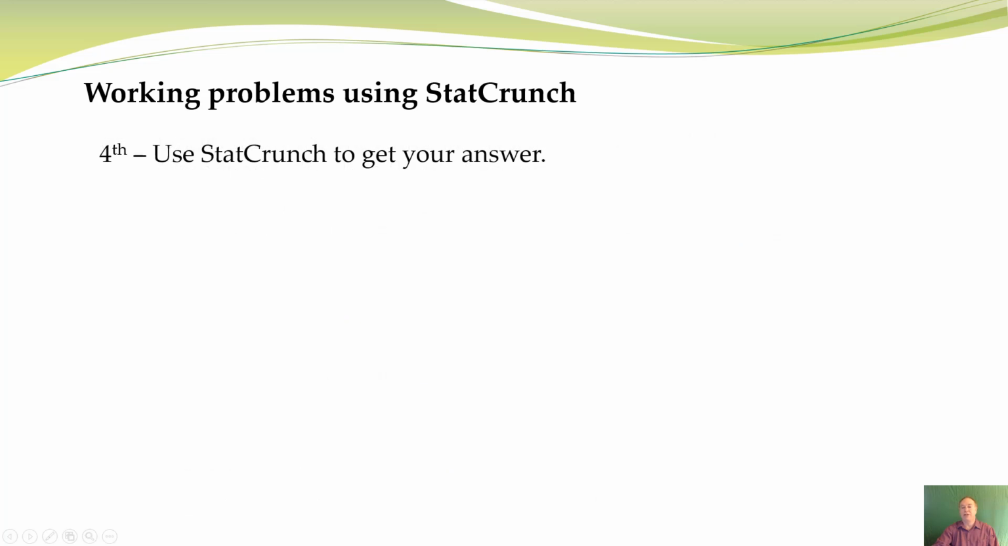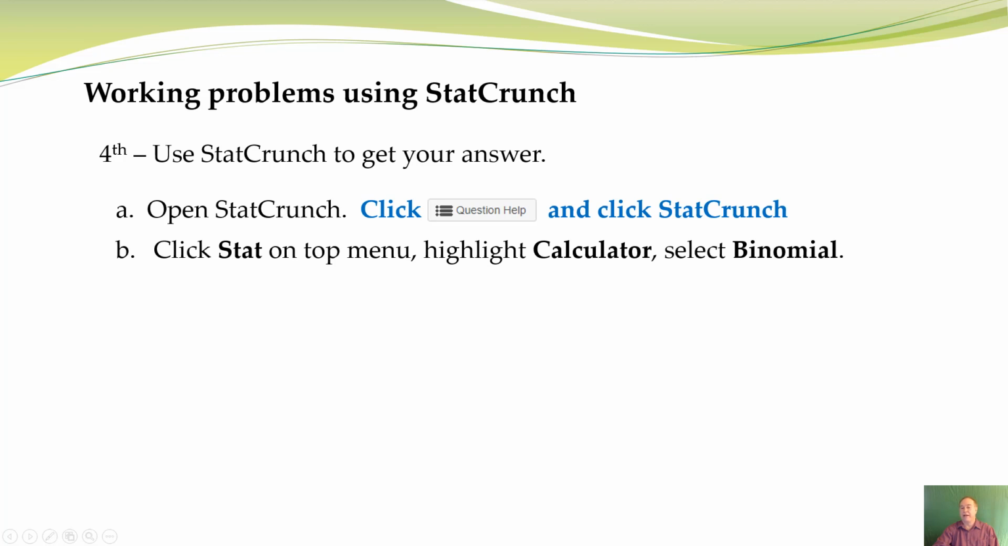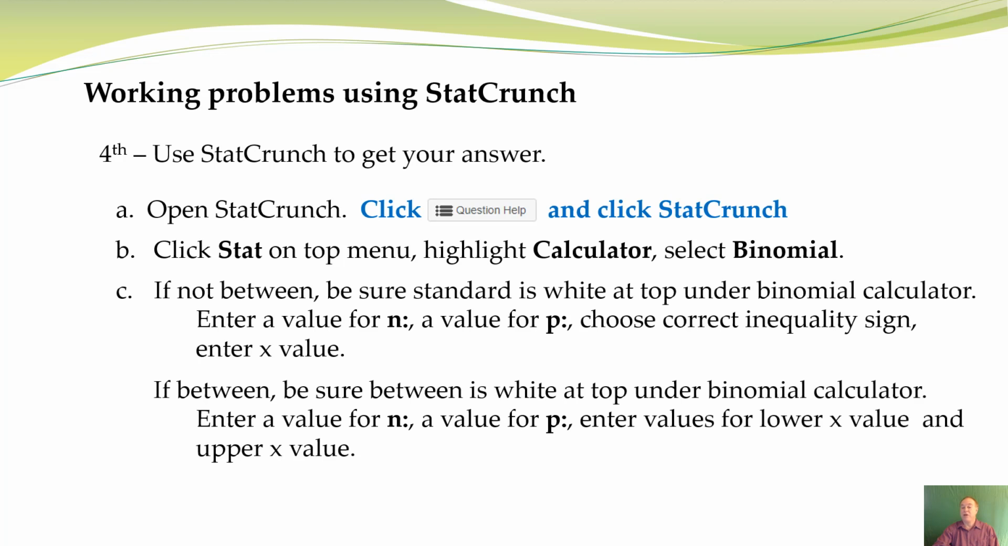Use StatCrunch to get your answer. We're going to open StatCrunch by clicking the little question help button on the problem and clicking StatCrunch. Click Stat on the top menu, highlight Calculators, select Binomial. If it is not "between," be sure Standard is white at the top under Binomial Calculator. You can choose Standard or you can choose Between.